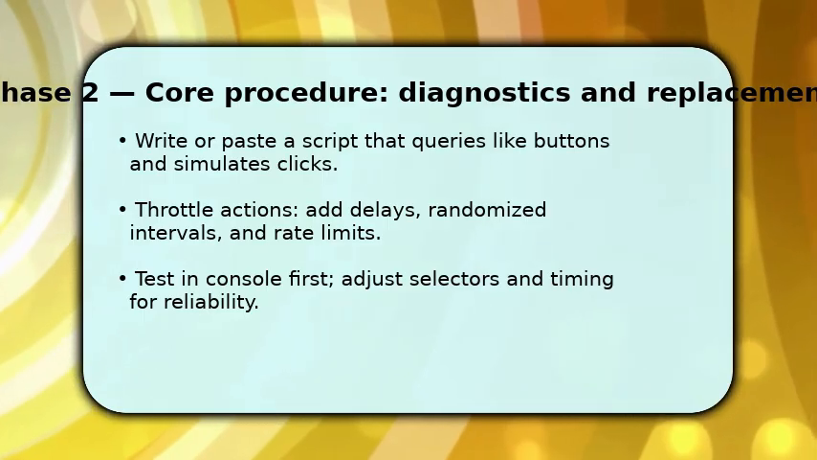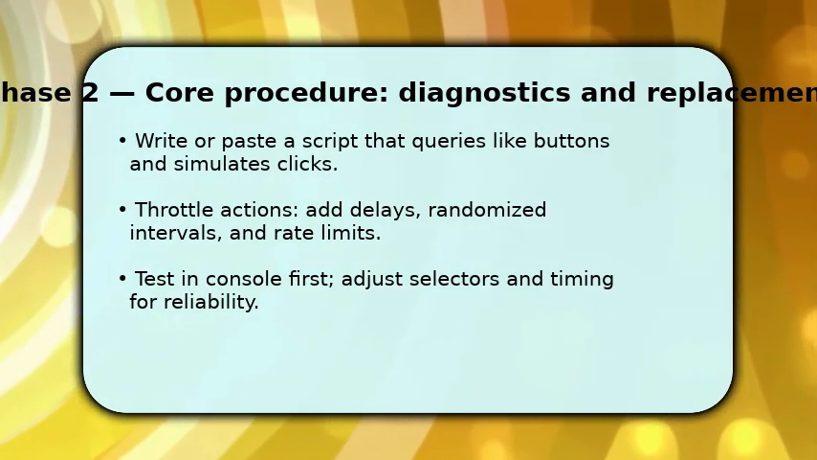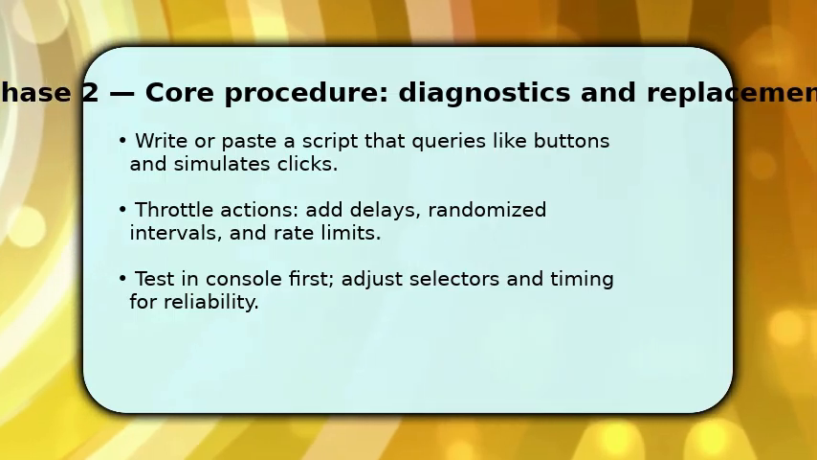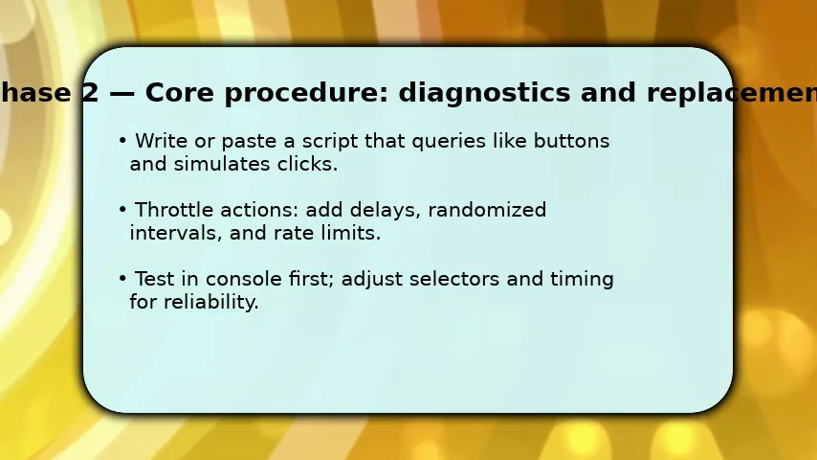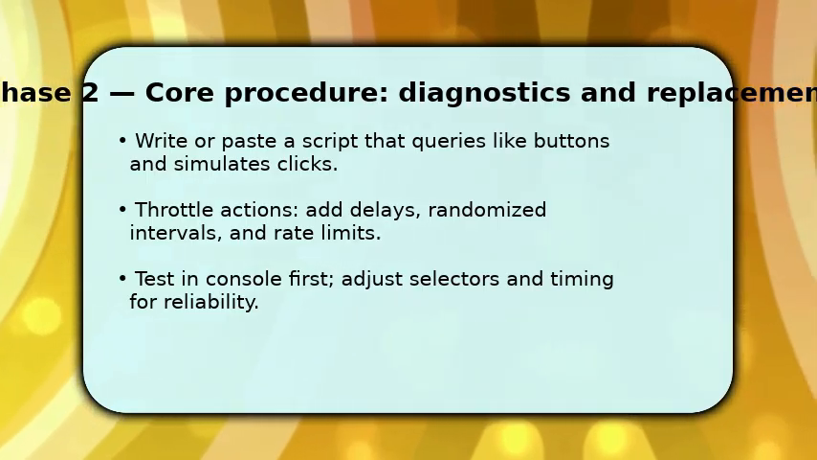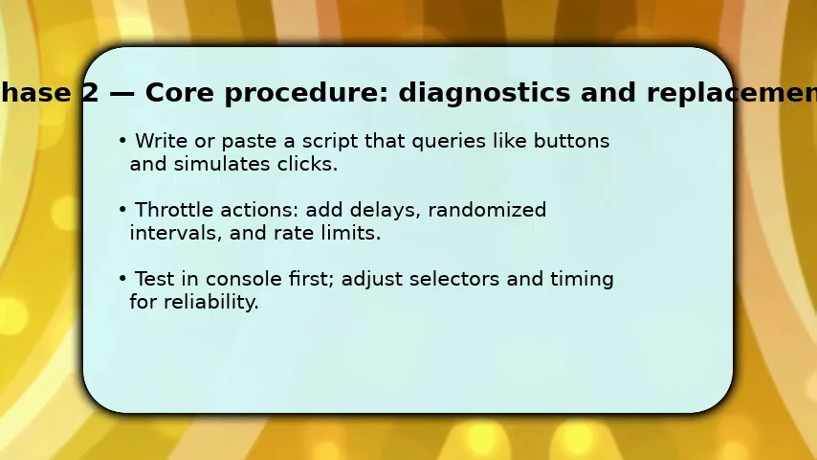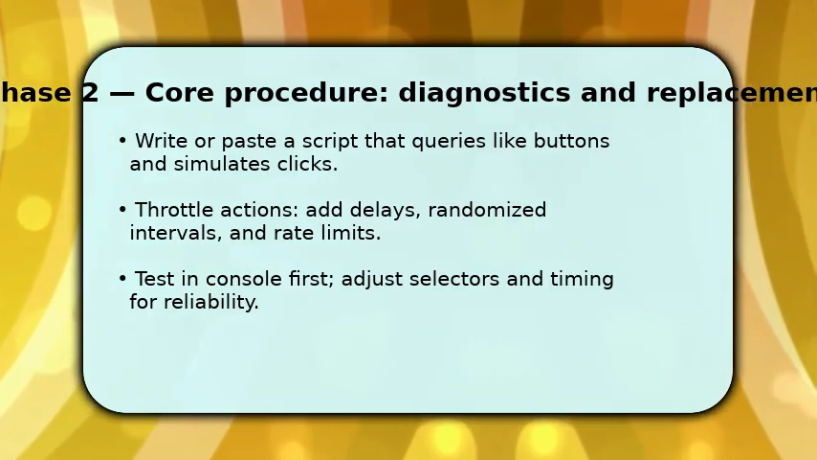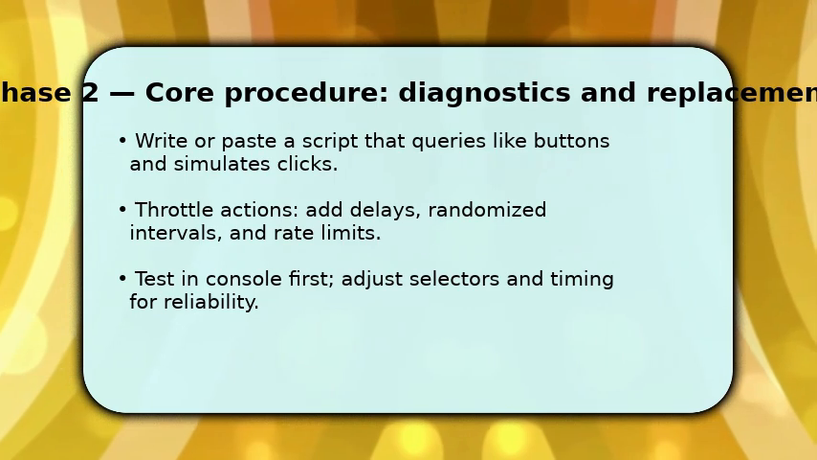To avoid detection and errors, add randomized delays and a strict rate limit between clicks. This mimics human behavior. Once done, test the routine in the console on a single post to verify selectors. Then refine timing and element selection until the script reliably clicks only intended targets.